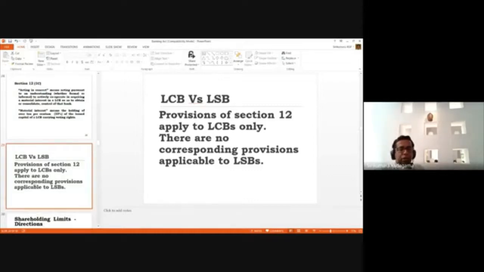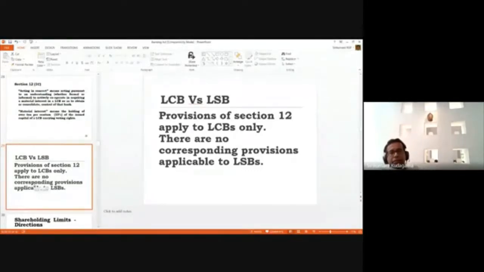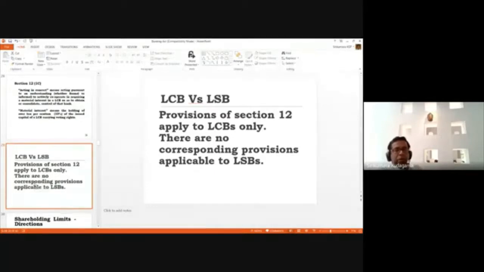One thing I want to show here is that generally you saw that in relation to licensing and so on, all the provisions applicable to licensed commercial banks were made applicable to licensed specialized banks as well. But section 12 is applicable only to licensed commercial banks. There is no corresponding provision applicable to licensed specialized banks.